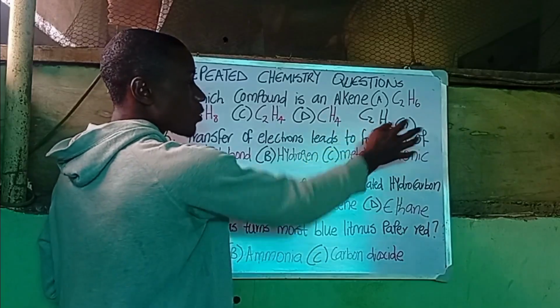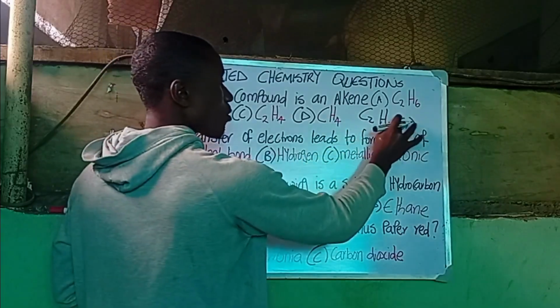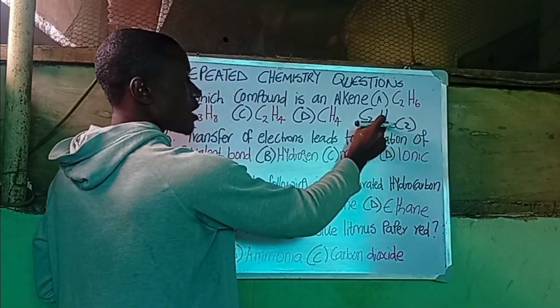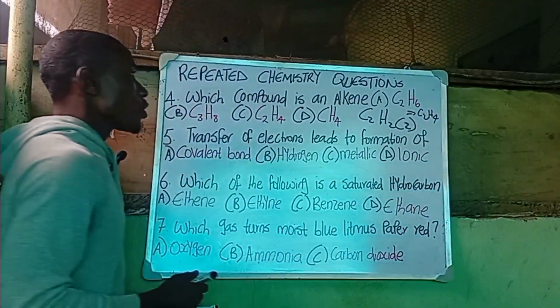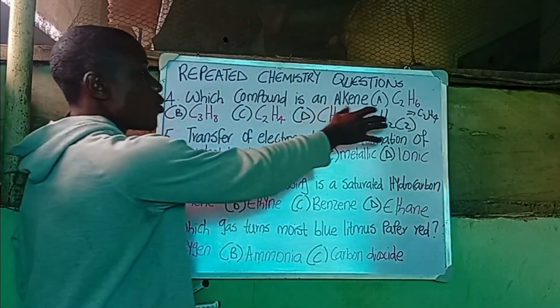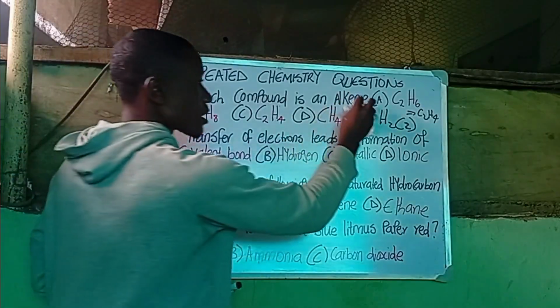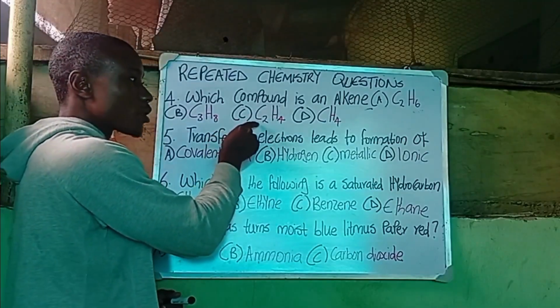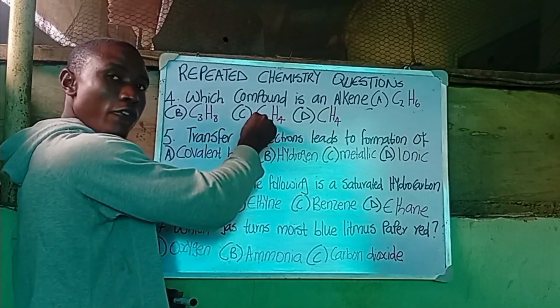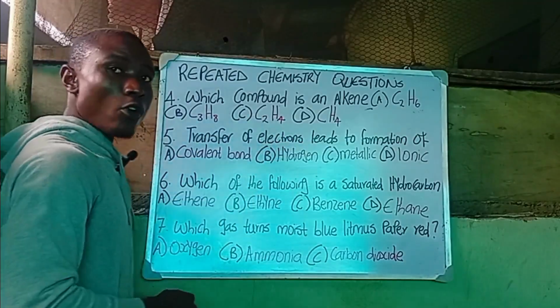Let's substitute the n there to be 2. So this is H4, giving us C2H4. So which of these compounds is an alkene? Looking at the options here on the board, the correct answer is option C, which is C2H4.